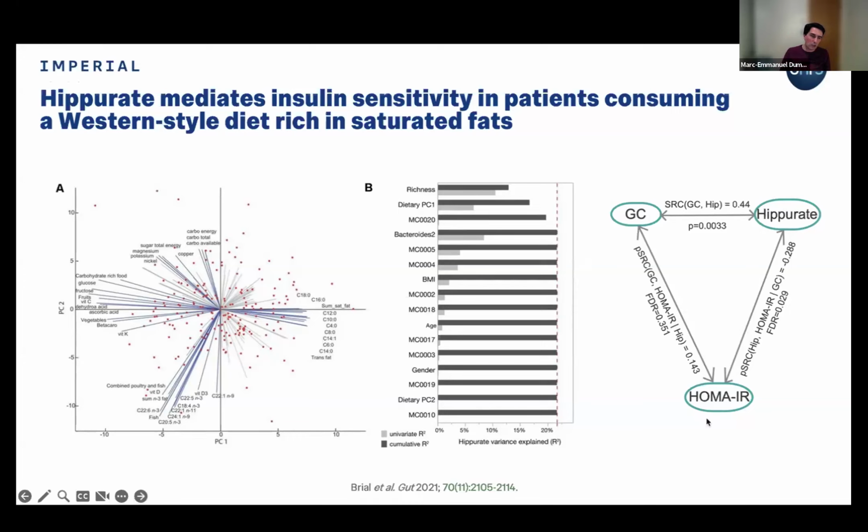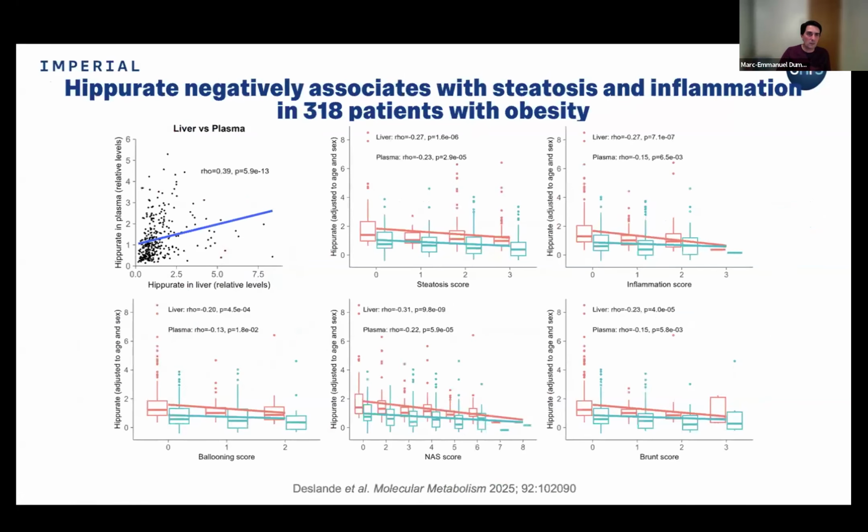But this partial correlation analysis, which is very similar, is suggesting that we would have a mediating effect of hippurate when it comes to the association between gene richness and insulin sensitivity.